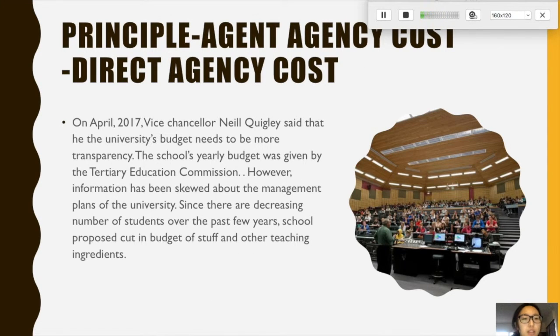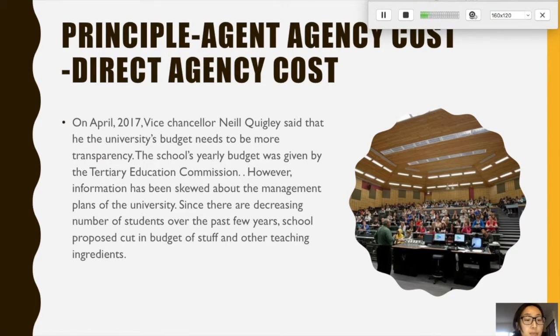And next is about the direct principal agency cost associated with the University of Waikato. In April 2007, staff of the University of Waikato received conflicting messages saying that the university's budgets need to be more transparent. The school's yearly budget was given by the Tertiary Education Commission, and that budget was broken down into students in different funding categories, respectively. However, the information has been scarce about the management plans of the university, since there has been a decreasing number of students over the past few years.